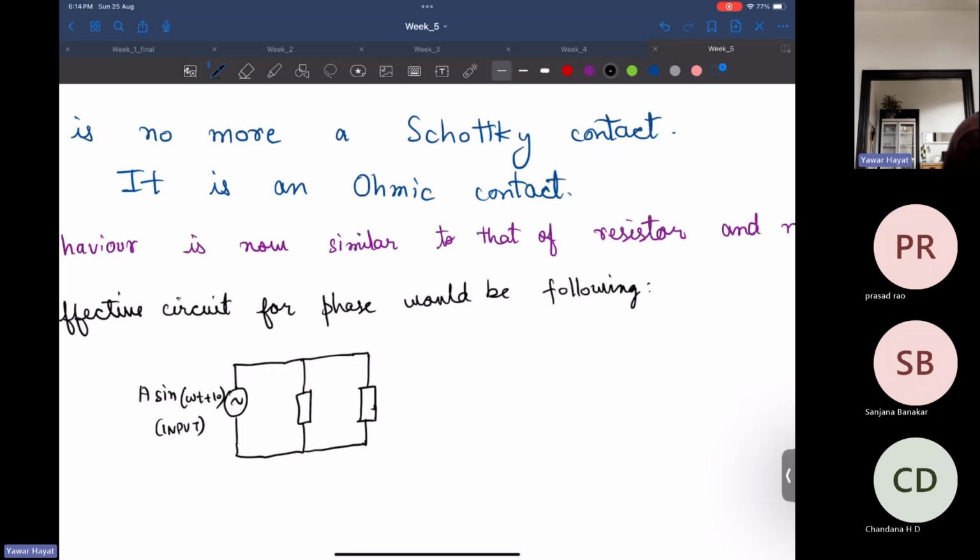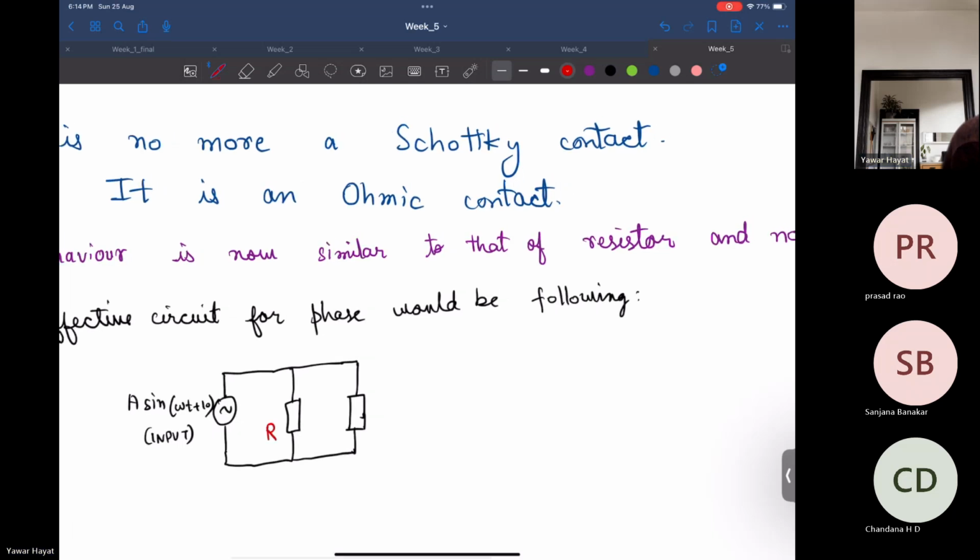This is your R1. This is your R2, right? This is this, and this is this. Nothing but output, right? This is your output, and we are interested in the phase of the output, right?